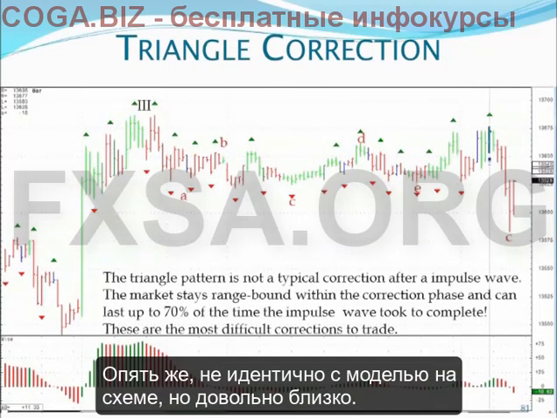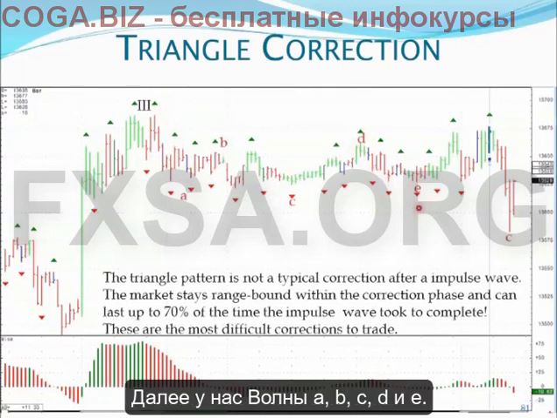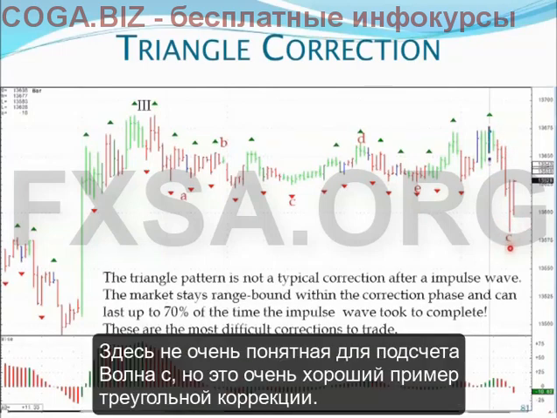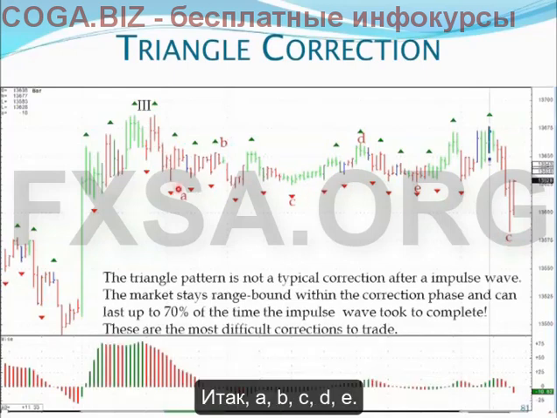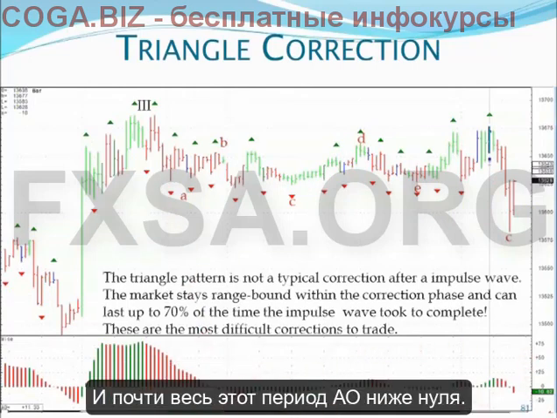Again, can't get an identical pattern to the diagram, but pretty close. So here we have our peak of a wave 3. We have an A, a B, a C, a D, an E wave, and then a 1, 2, 3, 4, 5 kind of in here of the C wave. Not a clear visible count of C wave here, but this is a good picture of the triangle correction. So we have A, B, C, D, E, and then we have wave C coming down, taking out the low of wave A, and we have this whole bottom going below the 0 line.